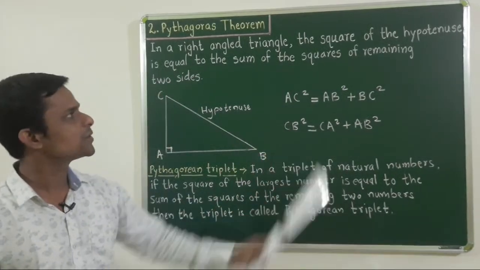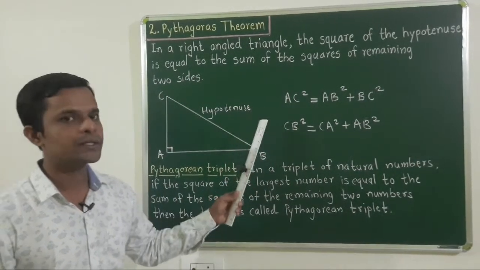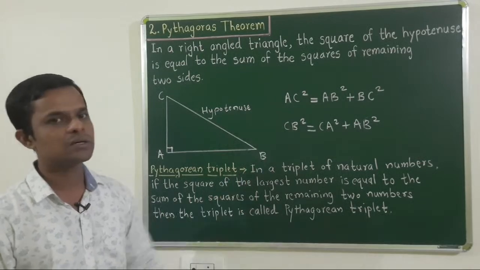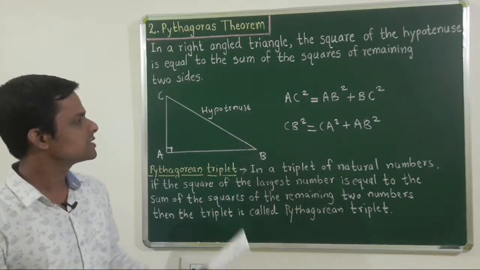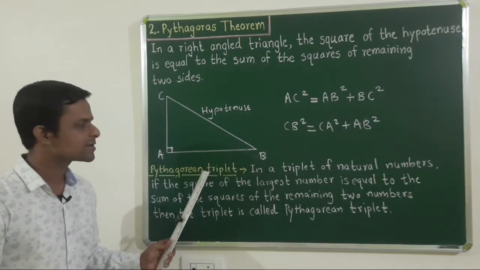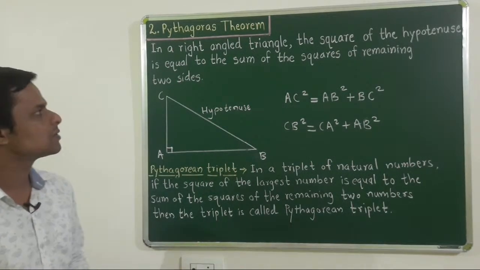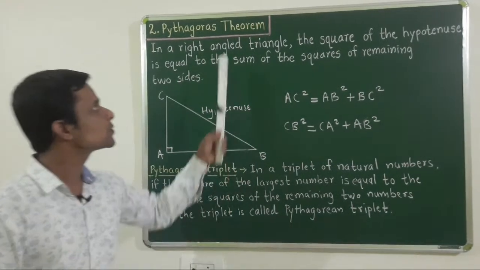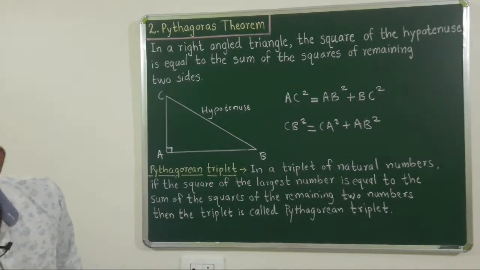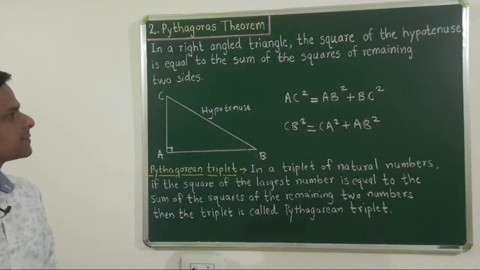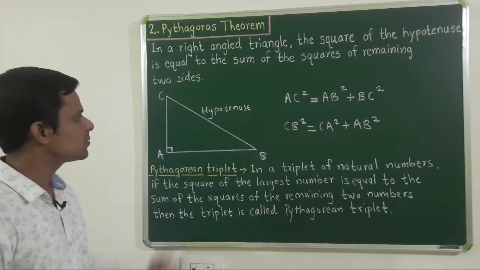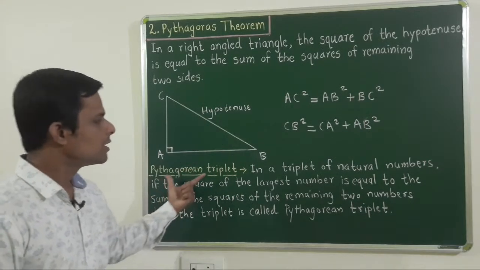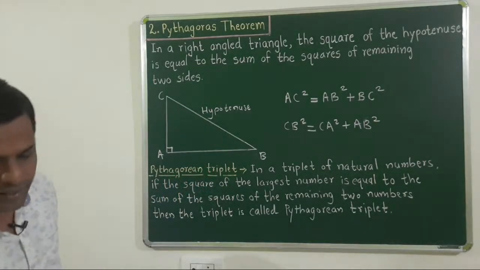This is about the statement of Pythagoras theorem. The proof of Pythagoras theorem we will see during the next live session. Now in this live session we will learn about Pythagorean triplet and two theorems which we require to prove Pythagoras theorem, and we will solve some examples also of Pythagorean triplet. This is about the definition of Pythagoras theorem. Now we will move towards Pythagorean triplet.